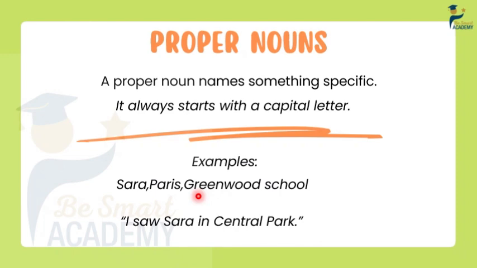Same thing goes to Greenwood School. What's that? Greenwood School. I am referring to a specific place. So therefore I'll consider Greenwood School as a proper noun. Now I'm going to read for you this sentence: I saw Sarah in Central Park. You'll notice that Sarah is written in uppercase form. I'm referring, of course, to the first letter. And the same thing goes to Central Park. The beginning letter of Central Park is definitely uppercase because Central Park itself is a proper noun. Why? Because it is referring to something specific.